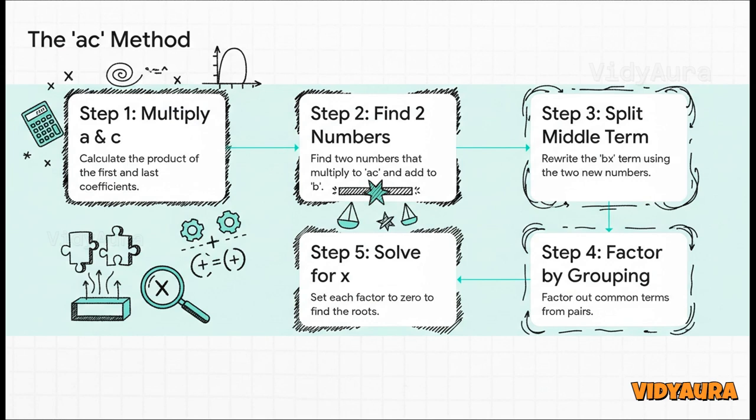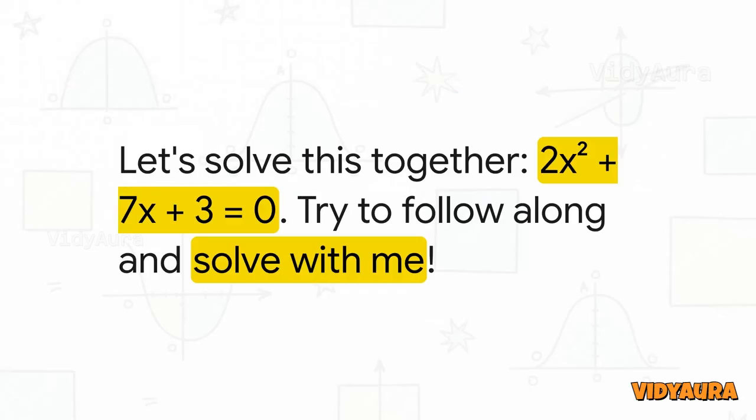Now, I'll be honest, step 2 can be a little tricky. It's all about finding these two magic numbers. But don't worry, let's see how it works with a real example. Okay, let's solve one together. If you've got a notebook handy, try this out with me. It's the best way to learn. Ready? Here's the equation we're going to crack.